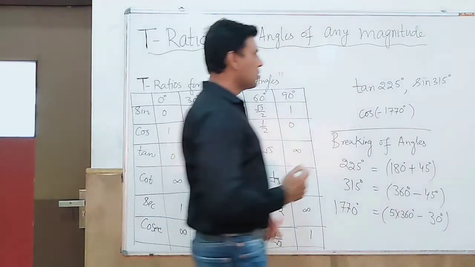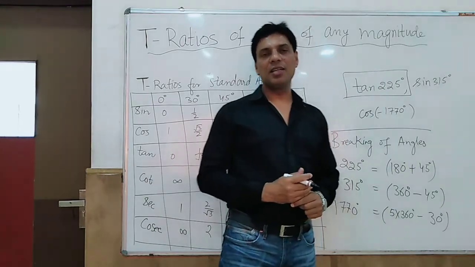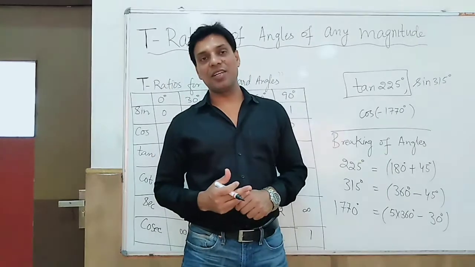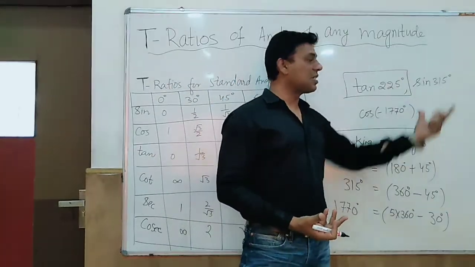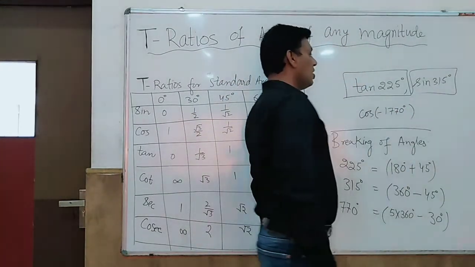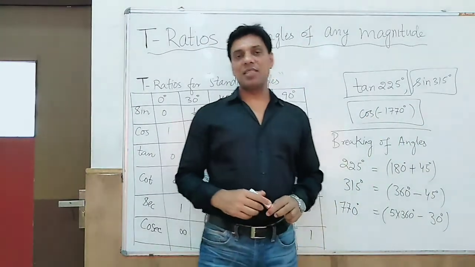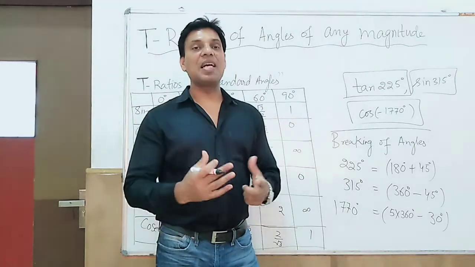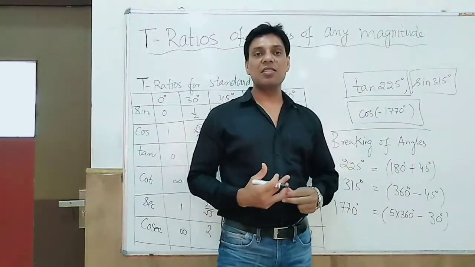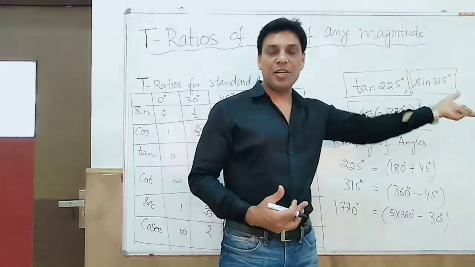Now suppose you have to find the value of tan 225 degree. So 225 degree is beyond your range. It is greater than 90 degree. And another example, suppose you need to find sine 315 degree. And suppose you have to find cos minus 1770 degree. So these are bigger angles. How to find these trigonometric ratios for these angles?